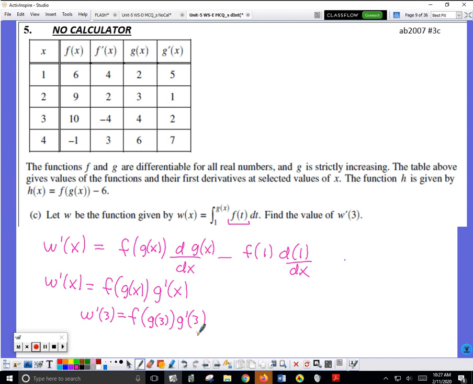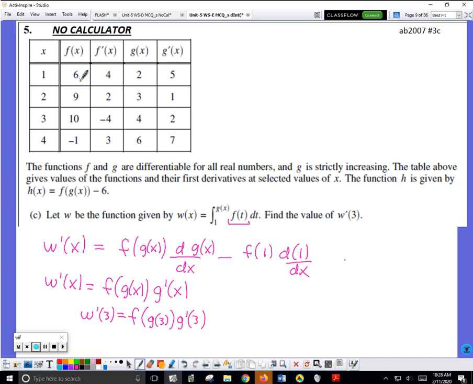Wait, does the F of 1 and then d of 1 over here, does that just go to 0? This doesn't necessarily. This does for sure, because what's the derivative of a constant? So this one, Cassie, I'm not sure about. This I'm positive. It's right there up there too. So F of 1 is 6.